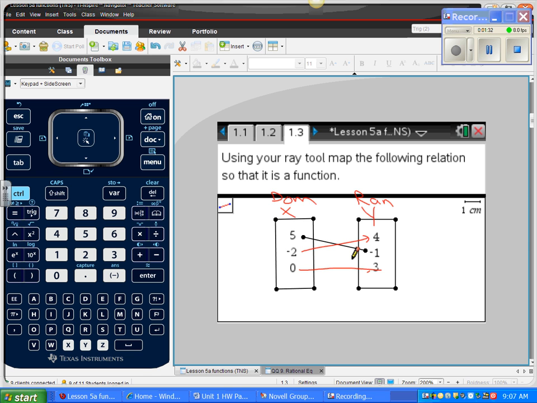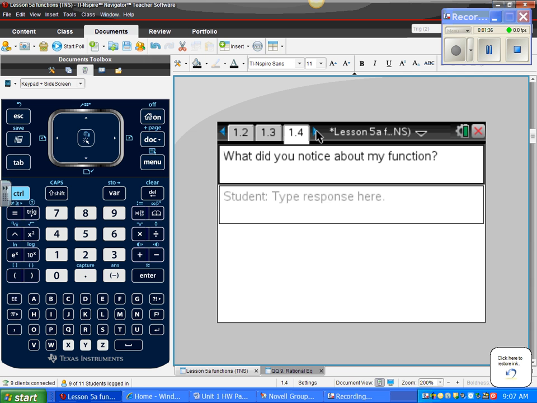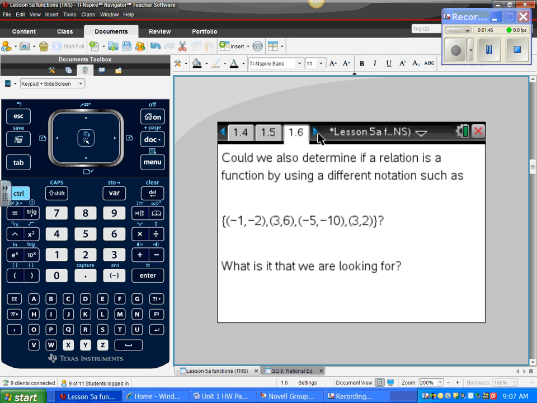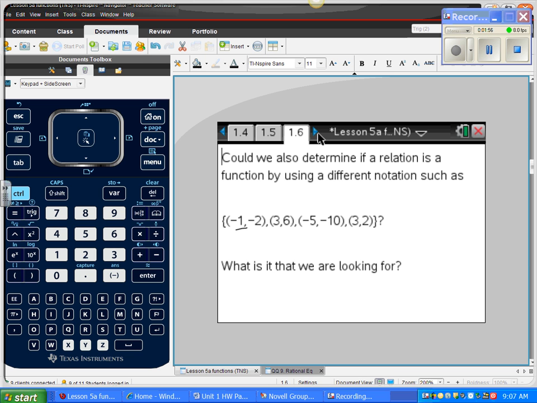Just write it up. So that's quick and easy, right? Again, you can't have an X value that maps to more than one Y value. Can't repeat it, can't use it twice, okay? So if we're looking at a set of points, and I ask you if something's a function or not, what are you looking for? Good, you're looking at the X value and making sure that the X values do not repeat, okay?